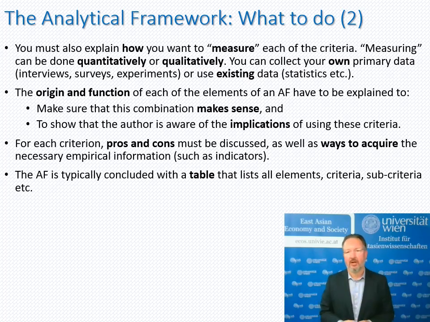You can collect your own primary data, for example, through interviews, surveys, experiments, whatever, or you can use existing data. These would be statistics or secondary literature and so on. Again, the origin and function of each of these elements have to be explained to make sure that this combination actually makes sense, and also to show that you are aware of the implication of using those criteria. You should also discuss the pros and cons of each criterion, as well as ways to acquire the necessary empirical information. I will show you a little example in a minute.